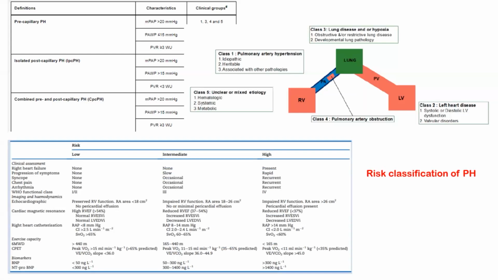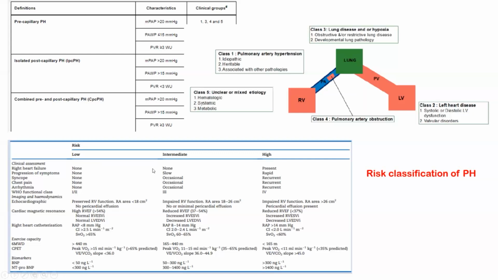So based on that, you must be able to assess the risk in these patients. And the risk in patients can be classified into low risk, intermediate risk, and high risk patients. And what are all the things which decide whether the patient is low risk? There is no right heart failure, no progression of symptoms, no syncope, no chest pain, no arrhythmia, but the pressure is slightly above 20, then you consider that person as a low risk patient. And WHO functional status is grade 1 or 2.